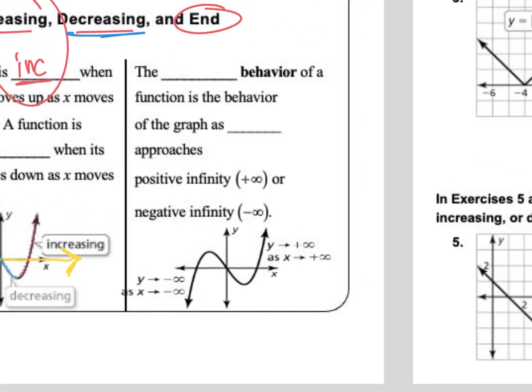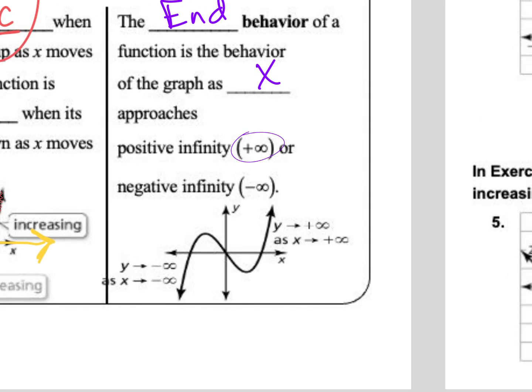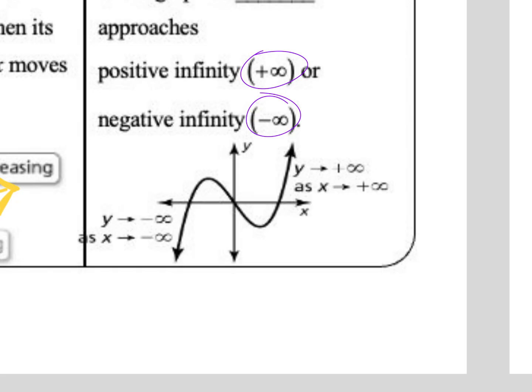Last but not least, the end behaviors. The end behavior of a function is the behavior of the graph as x approaches, now hang on, positive infinity or negative infinity. So, remember how I said you're on the roller coaster and you're going this direction? Well, if you're going to the right, x is approaching positive infinity. And if you were going backwards, if you were going this direction, x would be approaching negative infinity.